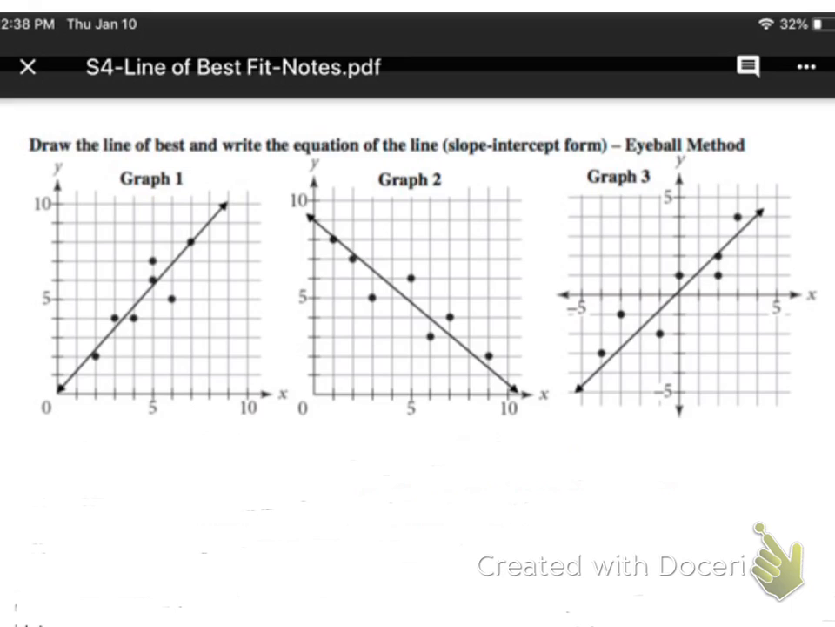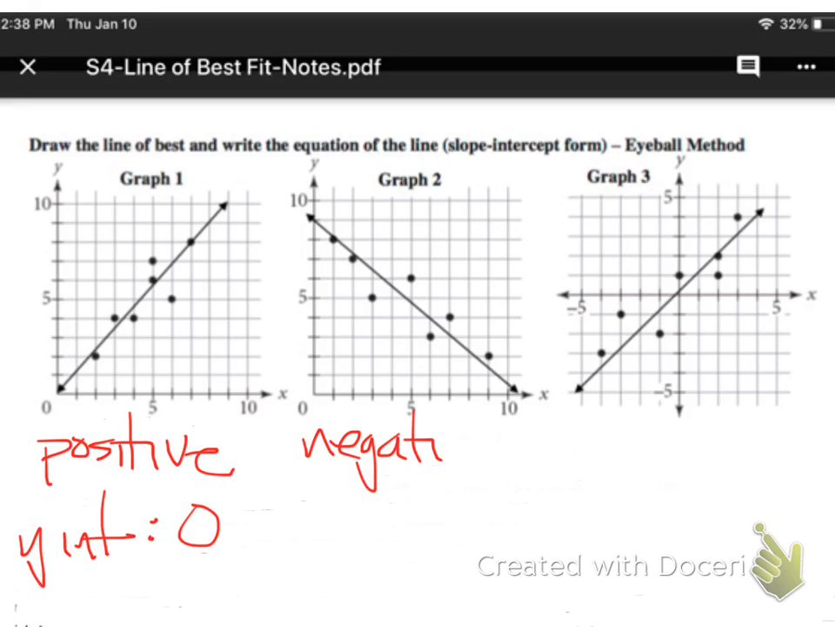All right, for graph 1, there's clearly a positive correlation. It's going up from left to right. And the y-intercept appears to be 0. For the second graph, there's clearly a negative correlation. The line is going down from left to right. And the y-intercept for this line of best fit is 9.